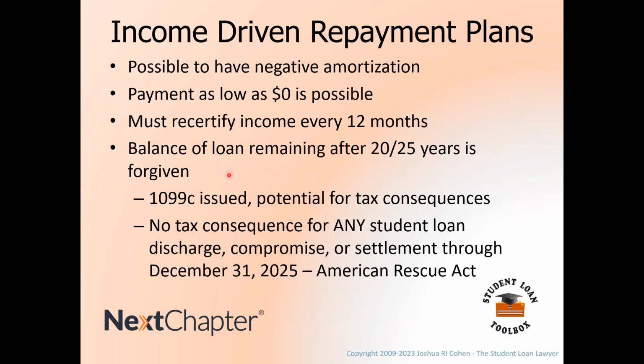Okay, balance of the loan remaining after 20 to 25 years is forgiven. Now, a 1099-C is supposed to be issued, which might have tax consequences. However, there are no tax consequences for any student loan discharge or compromise or settlement through December 31st of 2025 because of the American Rescue Act. So it's not just bankruptcy discharges that are tax-free. IDR discharges are tax-free. PSLF discharges are tax-free. A private student loan settlement is tax-free through December 31st, 2025. Woohoo! That saves some money. So, all right, what happens after in 2026? Hopefully Congress wakes up and makes it non-taxable.